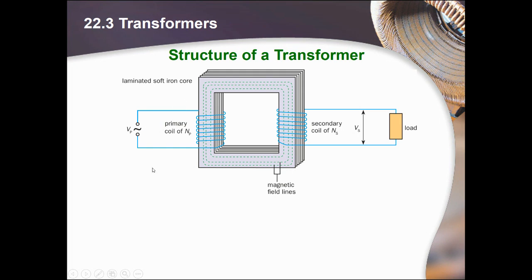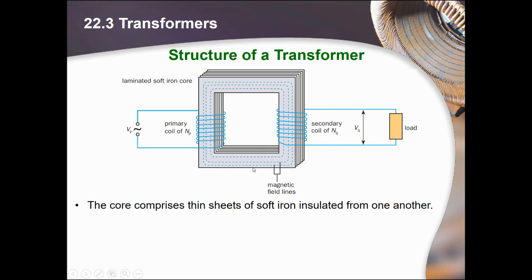The dotted lines are the magnetic field produced whenever there's current flowing in this solenoid. The magnetic field will be linked over to the secondary coil, because magnetic field likes to pass through magnetic material, especially iron. Whenever there's a change in magnetic flux, EMF is induced here, and therefore current will flow in this external load. So the core comprises thin sheets of soft iron insulated from one another.